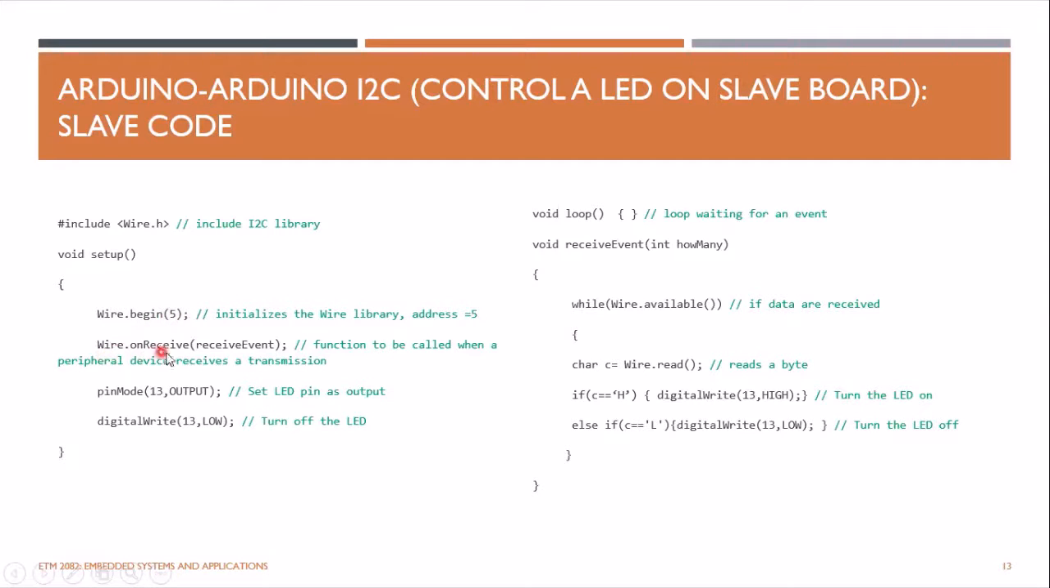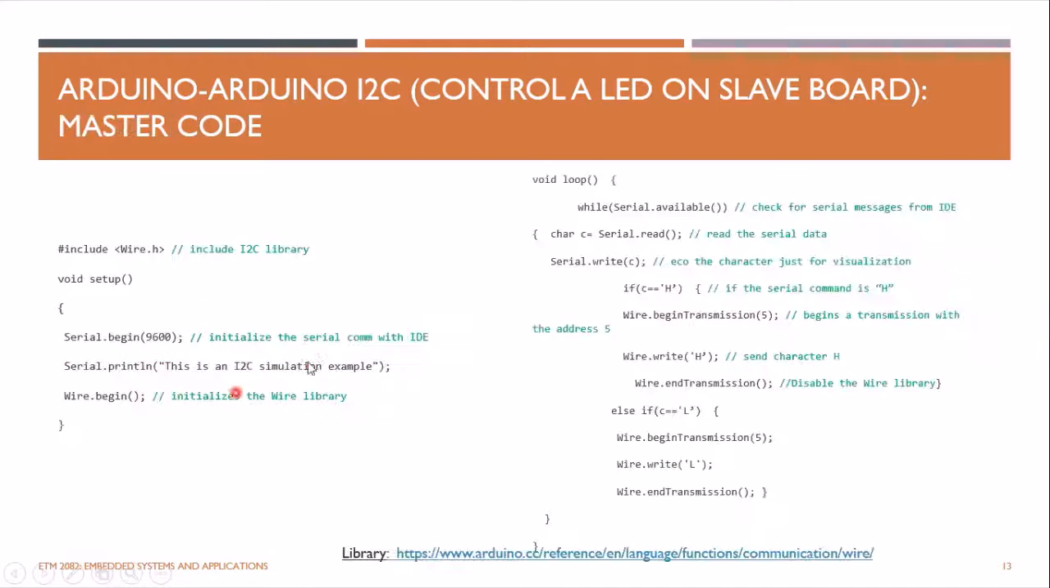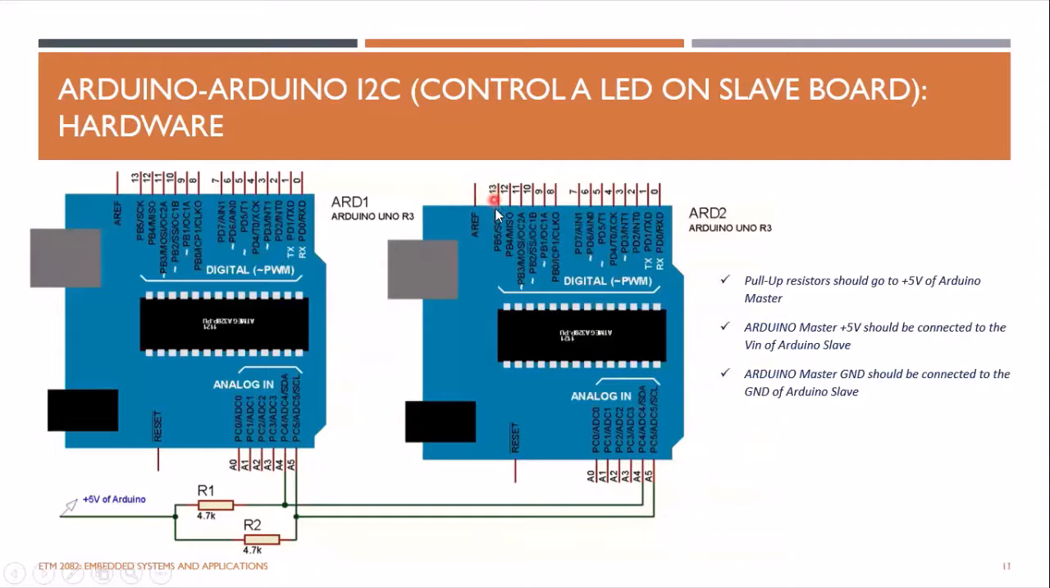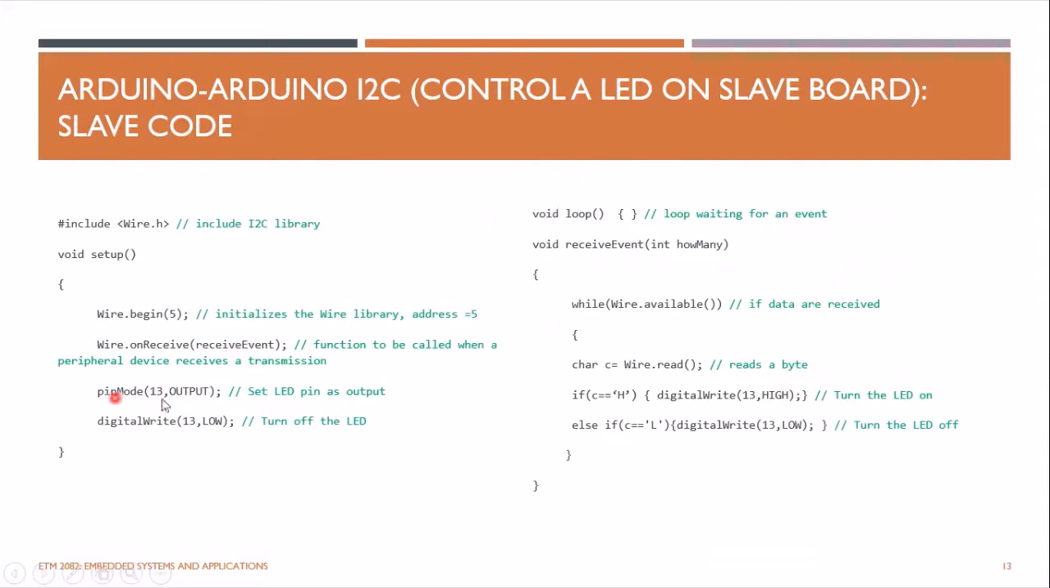And then I have to call the event, right? So wire.onReceive event. Receive event is the name of the event. So it is some kind of function, right? This is the name of the function. Since this LED that I'm going to control in this board, I'm setting this pin as output, and initially I will turn off the LED, right? So the initial LED is turned off.